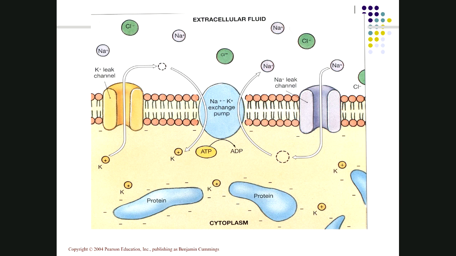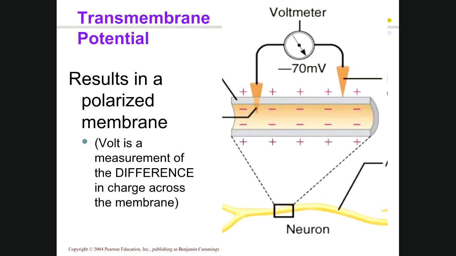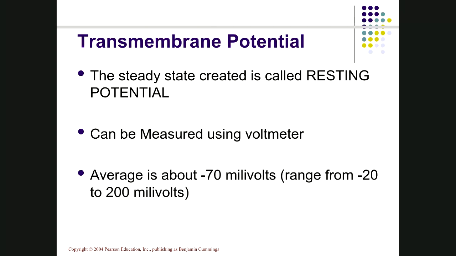We're pumping 3 sodiums out. We're bringing 2 potassiums back in. The sodium tends to leak back in. The potassium tends to leak back out. And we're going to wind up with a steady state. And if we measure the voltage across the membrane, the voltage is going to be minus 70 millivolts. And that is resting potential.